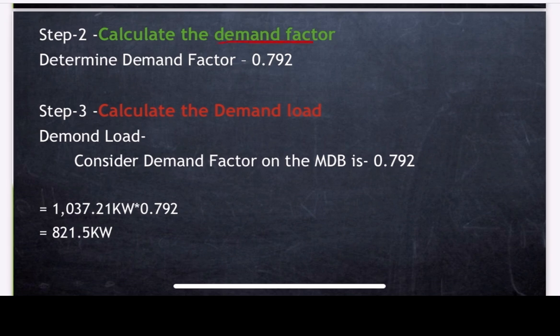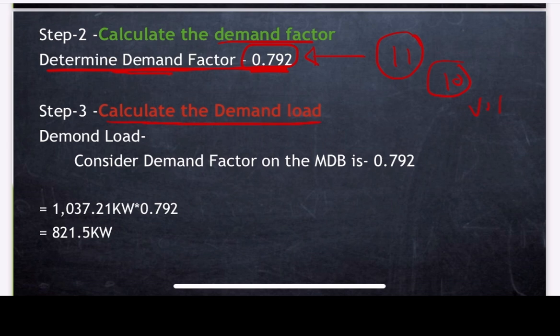This I will cover in the part 11 video, because in the part 10 video I will cover the voltage drop calculation. In the part 11 video I will cover how to determine the demand factor, which is itself a very lengthy topic. So for the time being, assume that we calculated the demand factor as 0.792. So the second step is completed, that is to determine the demand factor. We determined the demand factor, that is 0.792. Based on the demand factor, we have to calculate the total demand load.